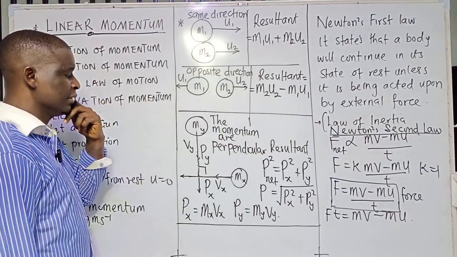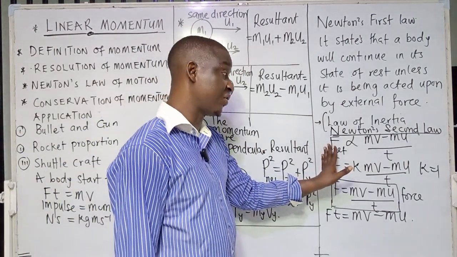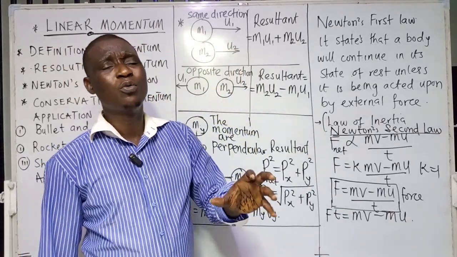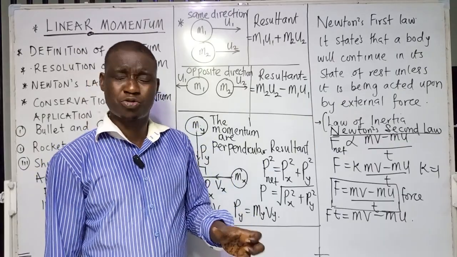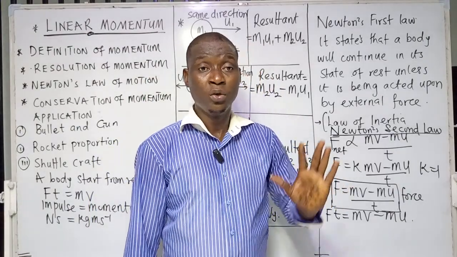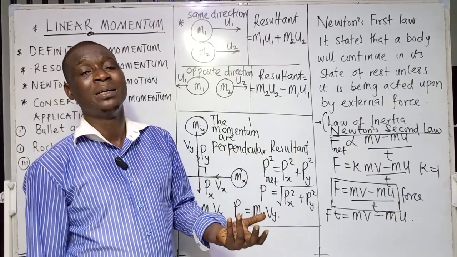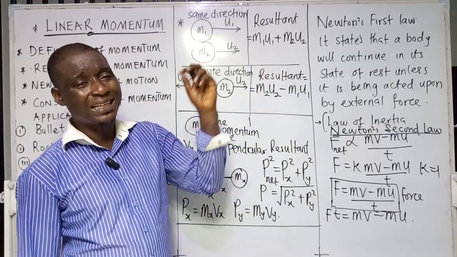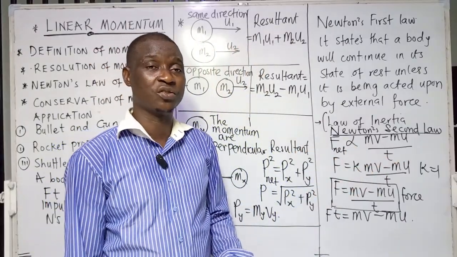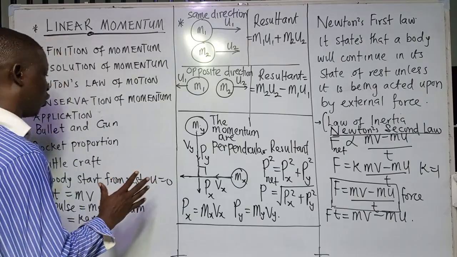Now, let's continue. We have talked about the application of Newton's second law. What about Newton's first law? Why would the body remain at rest? Naturally, a body cannot remain at rest except an external force is applied to it. So when a body remains at rest, it is because there is no external force applicable to the body. Once an external force is applied to the body, it will move the body from one point to another. It will change the state of the body. That is just natural.